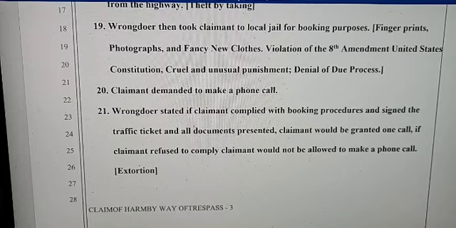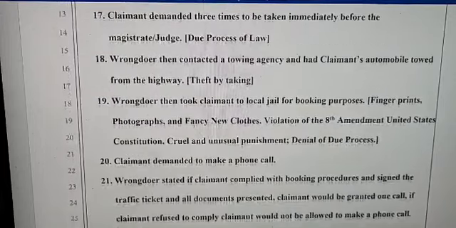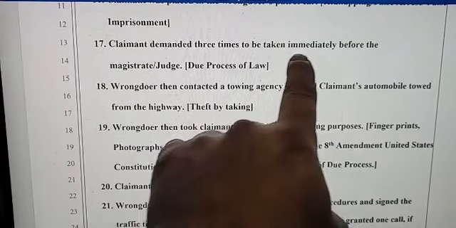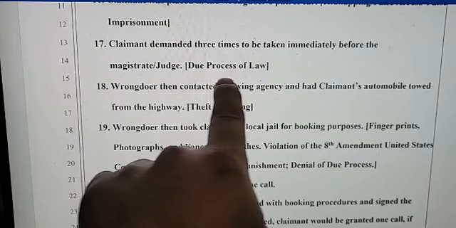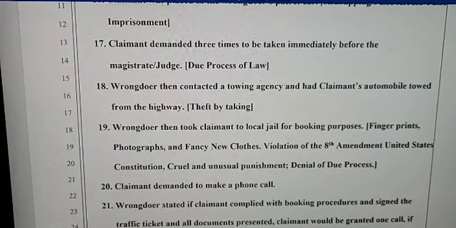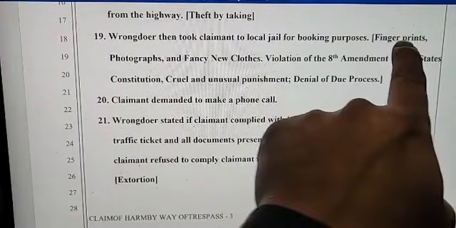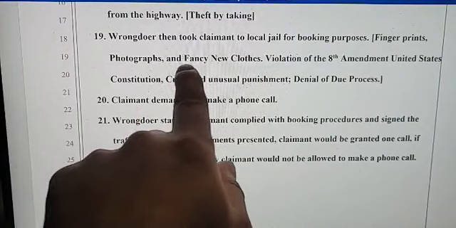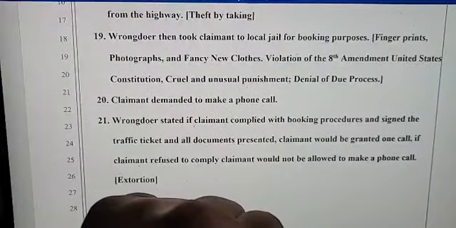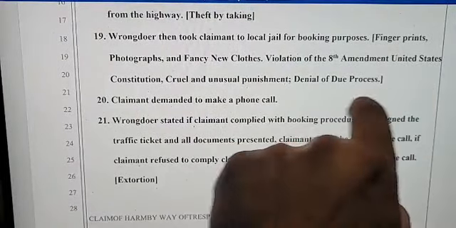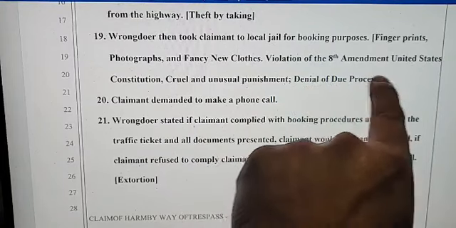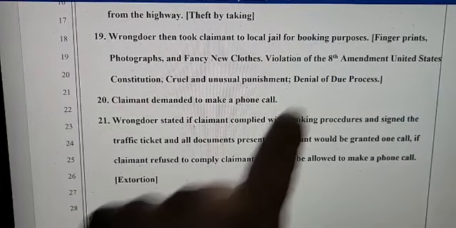Why? Because the claimant originally stated 3 times that he wished and desired to be taken before a magistrate immediately per due process of law. Before you deprive me of my life, liberty, and pursuit of happiness, I have a right to be before a magistrate where both of us can be heard. And by skipping ahead and taking me to fingerprints, photographs, and fancy new clothes, which constitutes cruel and unusual punishment, it also constitutes denial of due process of law.